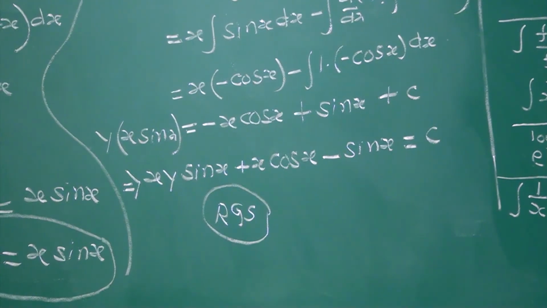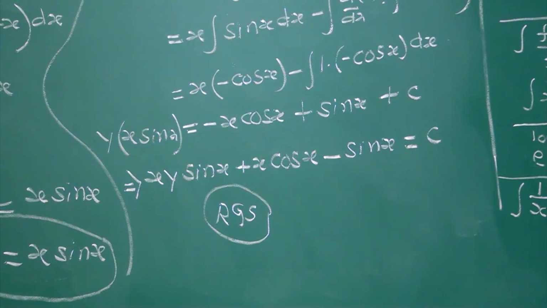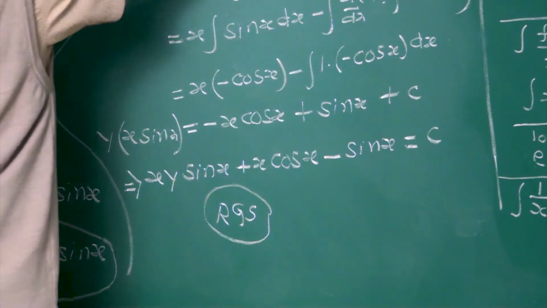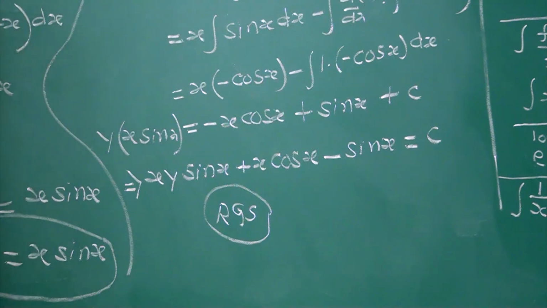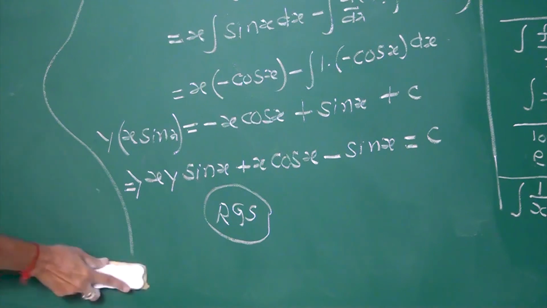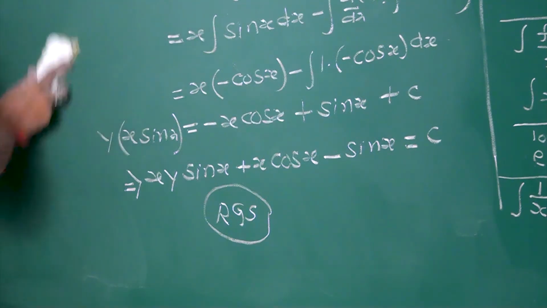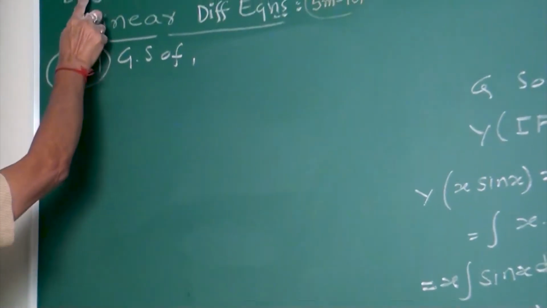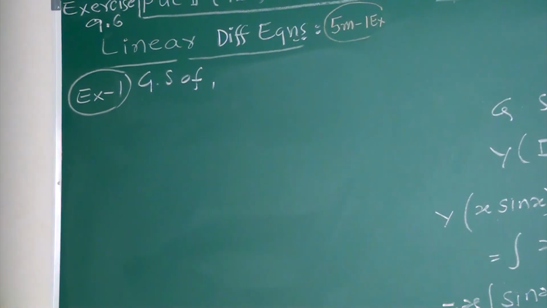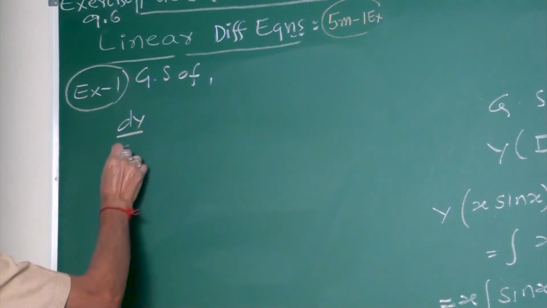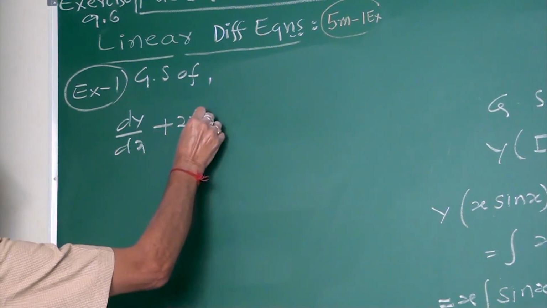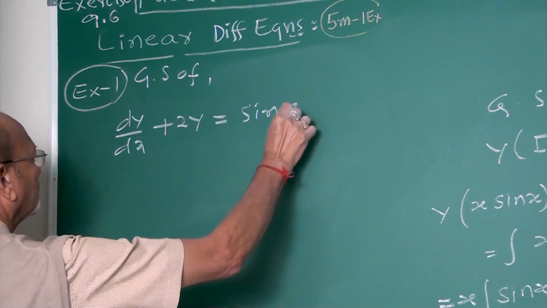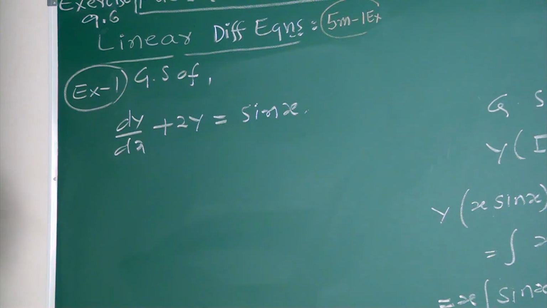Next example is example number 1 in exercise 9.6 C. First example I'm doing almost at the end now. Why? Because we are using one more formula here. Instead of introducing that formula in the beginning itself, it is better if I do it at the last. Find the general solution: dy/dx + 2y = sin x. Yes, direct.